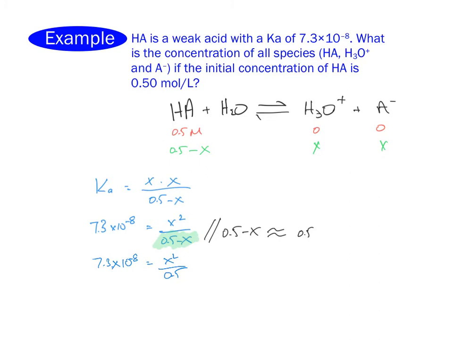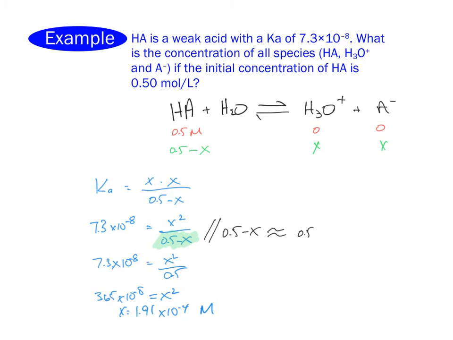If we multiply 0.5 by the value of Ka, we're going to get 3.65 times 10 to the negative 8 equals x squared. Then we just have to take the square root of 3.65 times 10 to the negative 8, and x equals 1.91 times 10 to the negative 4. And that is a concentration, so it is in moles per liter. So that's the value of x.